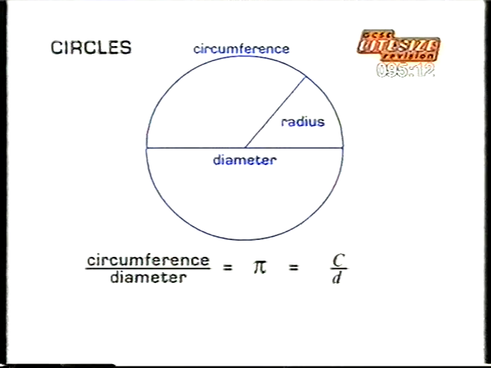Another way of putting that is to say that the circumference of a circle is pi times the diameter, c equals pi d. Since the diameter is twice the radius, we can also say that the circumference c equals pi times 2r, or c equals 2 pi r.